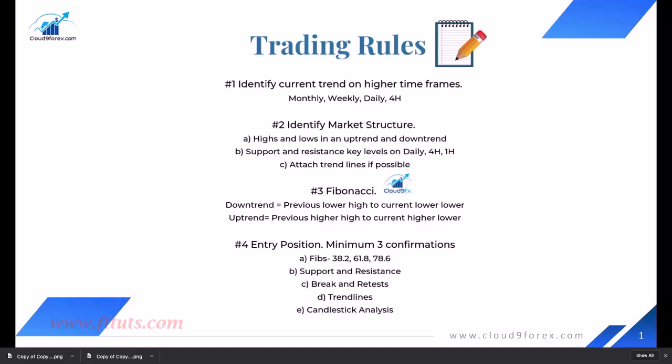Number four, entry position, minimum 3 confirmations. So we have our fibs. The best retracement levels are 38.2, 61.8, 78.6. Also 50% sometimes as well because it's halfway. For B, support and resistance. C, break and retest, trend lines, candlestick analysis. So there are many confirmations we want to have before entering a trade.